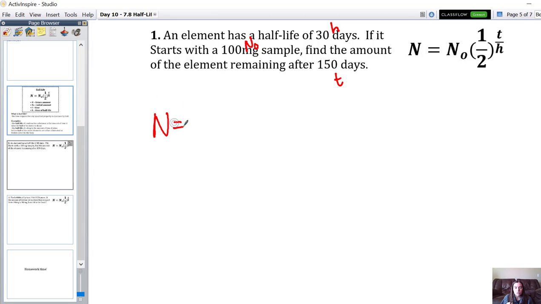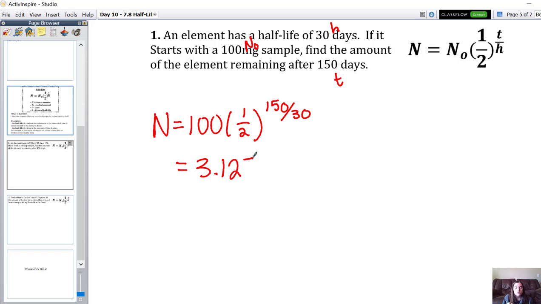So N equals our initial amount times 1/2 to the power of T over H. The variable's all by itself, so we can go straight to the calculator. This one's very nice. 100 parentheses 1/2 to the power of 150 over 30, which is 3.125. So in 150 days, there will be 3.125 milligrams of this substance.